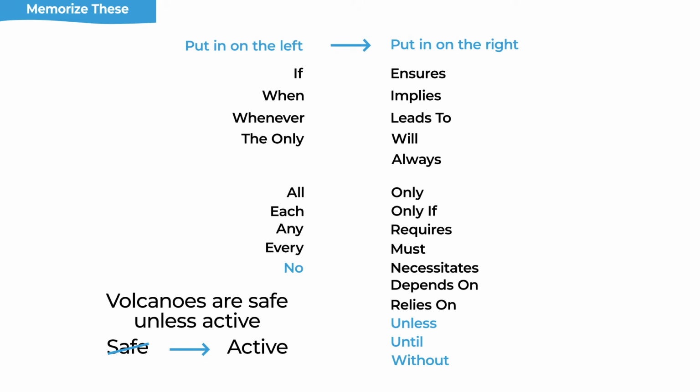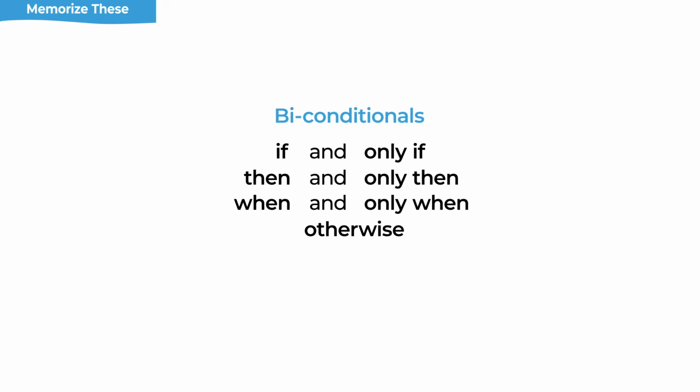There's one other set of keywords we need to discuss, and it's called biconditionals. It basically combines a left side and a right side idea. So if and only if, then and only then, when and only when, and even otherwise we'll see as a way to create a biconditional. The word if means put it on the left. The word only if means put it on the right. So when we say if and only if, it's saying put it on the left and put it on the right.